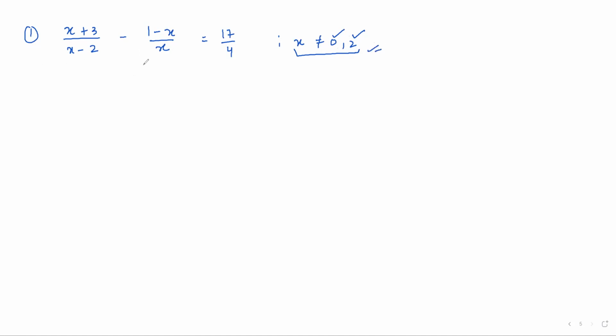Now come here, I'm just solving one question. Can we just cross multiply? No, before taking LCM, you cannot cross multiply, because you have two fractions. You are subtracting two fractions. First of all, you have to do the subtraction. Understood? BODMAS, remember?